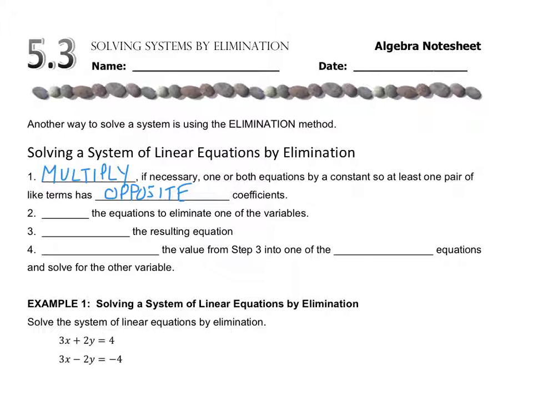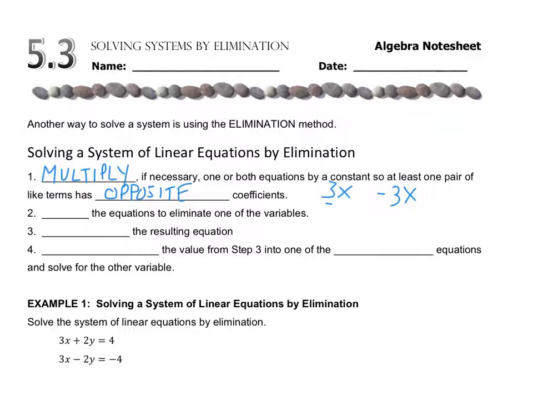And what is opposite coefficients? So we know that a coefficient of 3x is the 3. It's the number that's being multiplied by the variable. So for example, the coefficient 3, if I wanted the opposite coefficient of like terms, well, the like terms would have to be also x's, and the opposite of 3 is negative 3. So that would be a pair of opposite coefficients, 3x and a negative 3x.